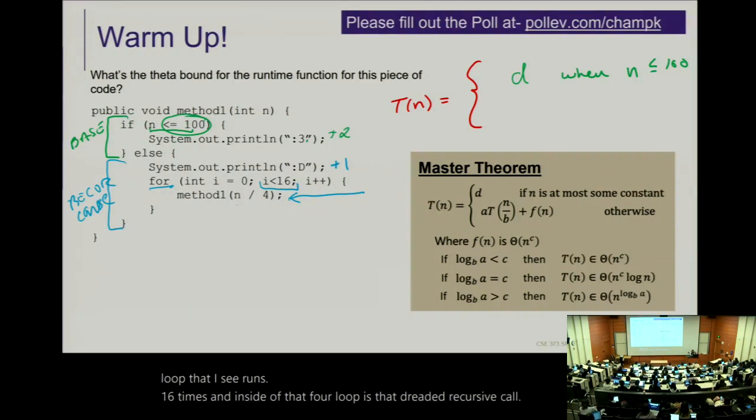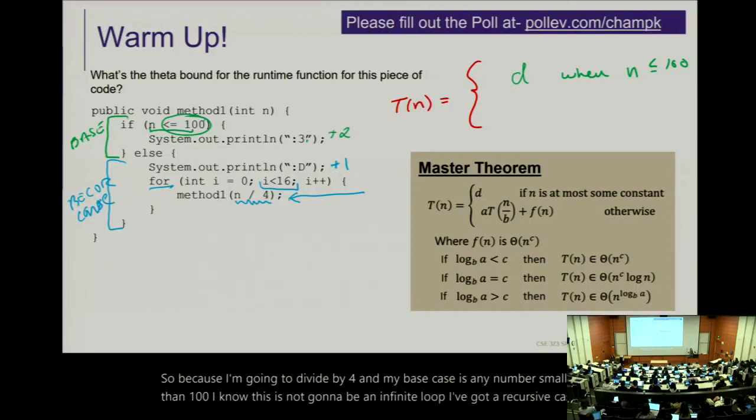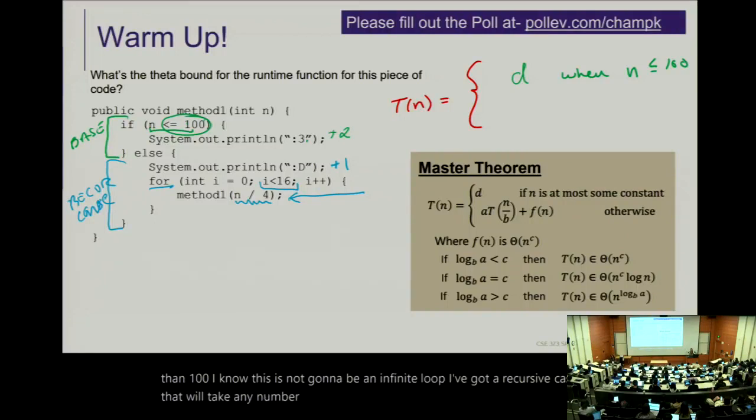And that recursive call contains inside of it how n is going to transform from wherever it starts down to the base case. So because I'm going to divide by 4, and my base case is any number smaller than 100, I know this is not going to be an infinite loop. I've got a recursive case that will take any number however big, and after some number of iterations will eventually get me down to the base case.